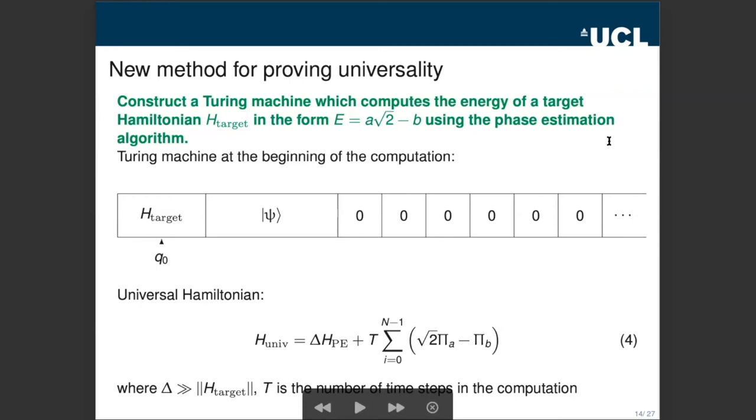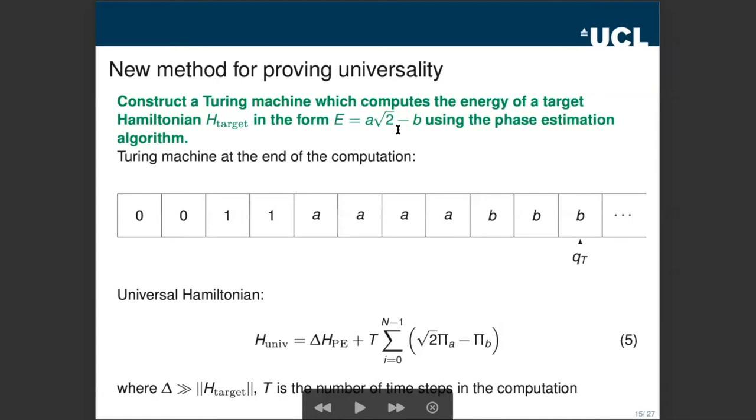So what the computation does is it reads in the description of the target Hamiltonian, then it reads in the state of the physical spins, and then it carries out the phase estimation algorithm. So that at the end of the computation, it outputs a number of what we'll call flag states, A and B. And the number of these flag states maps onto the energy of the state psi with respect to the target Hamiltonian H. Okay, so that's the computation that we encode on this Turing machine.